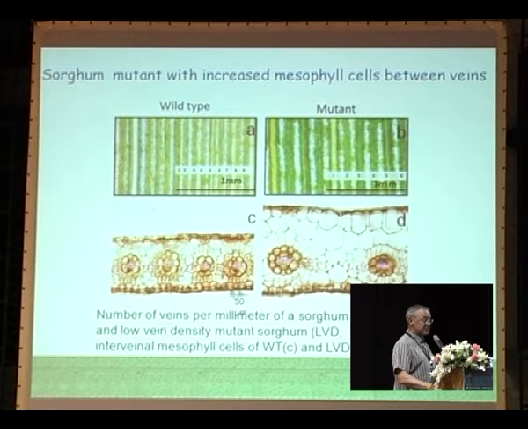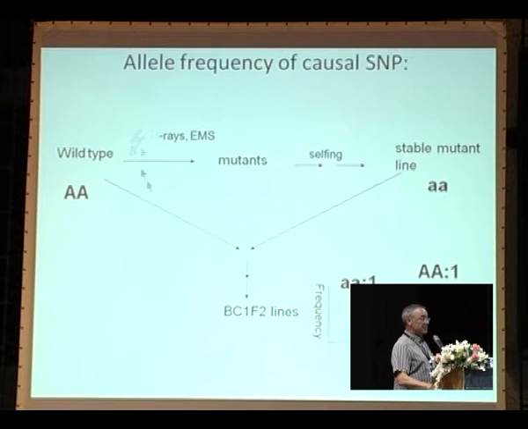This is a typical mutant with many cells here, 7 cells between the veins, when it should only have 2. And you can see from this top picture, this is what you see through a hand microscope, where the veins are much wider spaced. So we're trying to identify that gene. The way that we're doing this is we're looking for allele frequency of the causal SNPs that have occurred during that mutagenesis program. And the way we're doing it is to backcross and clean up that line.